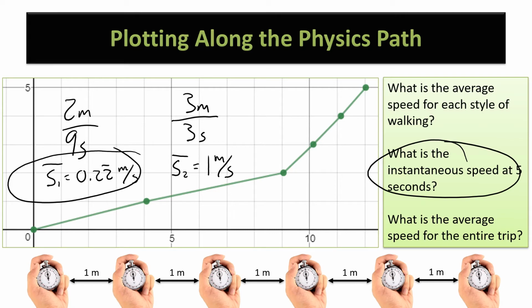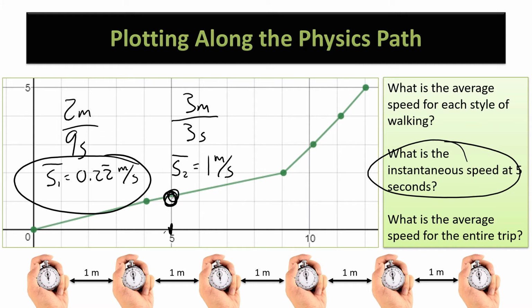So you just find your average speed. So along this whole time, I was moving at 0.22 meters per second constantly. So it says, what is your instantaneous speed? Right at 5 seconds, right here, I know I was going 0.2 meters per second.